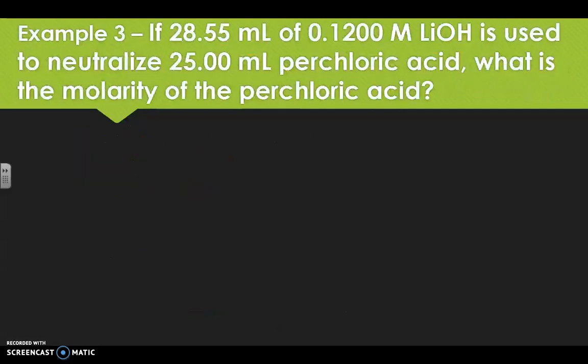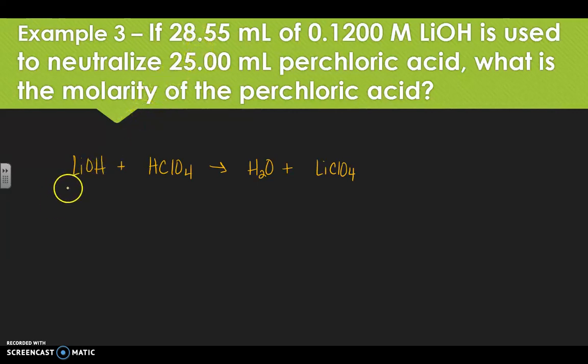Here's our last one to do for the vodcast. So it says, example 3, if 28.55 milliliters of a 0.1200 molar LiOH is used to neutralize, oh, looky there, here we go. LiOH is used to neutralize perchloric acid. You guys' fave, HClO4. What is the molarity of the perchloric acid? All right, so we're going to produce on the other side water and lithium perchlorate. Okay, simple double replacement reaction. Then we double check to see if it's balanced, and guess what, guys? Yeah, it's balanced, so we don't have to worry about that.